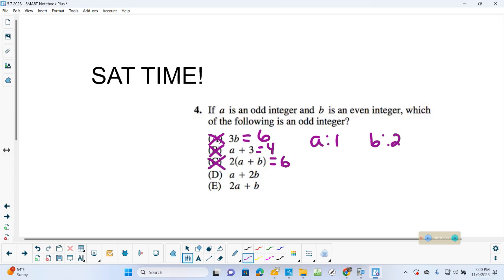Okay, 1 plus 4. 5. I think that's gonna be the winner. 2 times 1 plus 2, that's even. It's gotta be D. So you can always make some numbers and kind of test it. That wasn't that bad, was it?